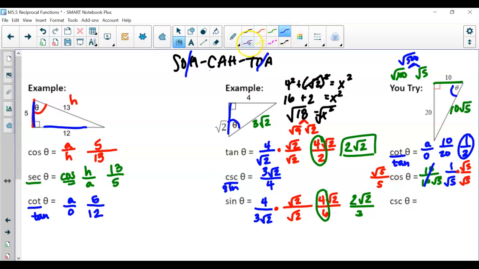So cosecant, if you needed to look back, cosecant is the reciprocal of sine. So if sine is opposite over hypotenuse, you needed hypotenuse over opposite. So the hypotenuse is 10 radical 5 over the opposite of 20, which can be simplified to 1/2. So this is radical 5 over 2, because it's understood to have that 1 here.